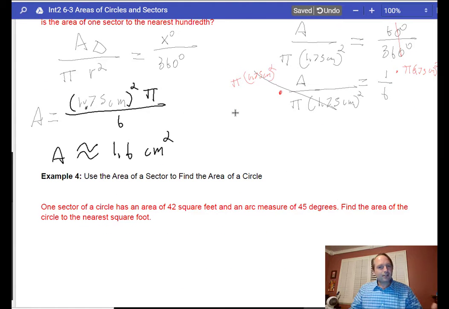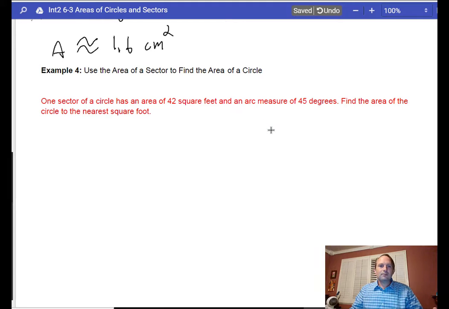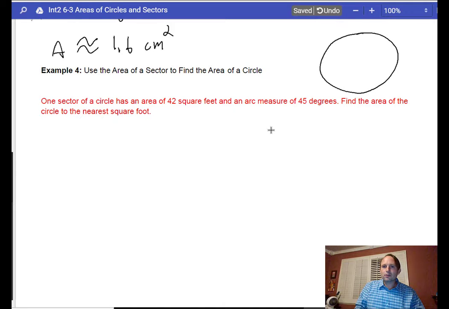Use the area of a sector to find the area of a circle. So one sector of the circle has an area of 42. So I'm going to go like this. This is the broken area. This is 42 feet squared right here. And it has the measure of 45 degrees. All right, well, I can write out the information right here.